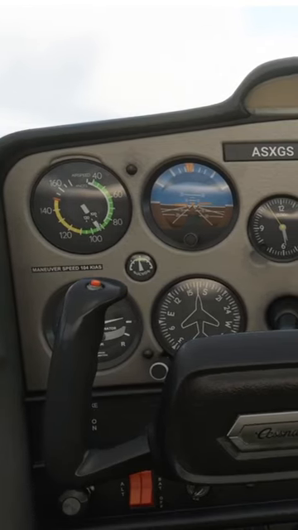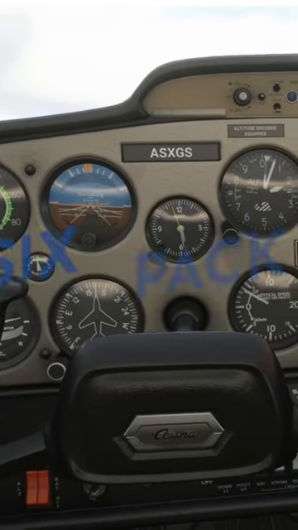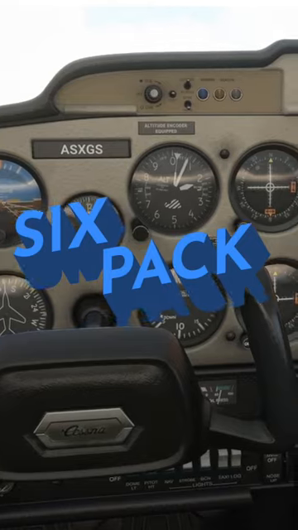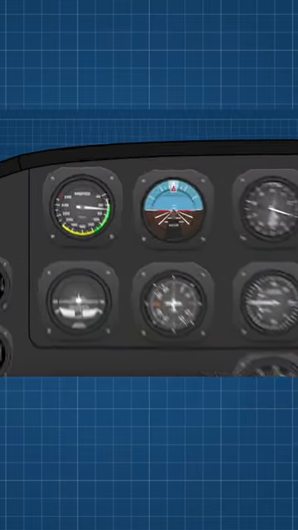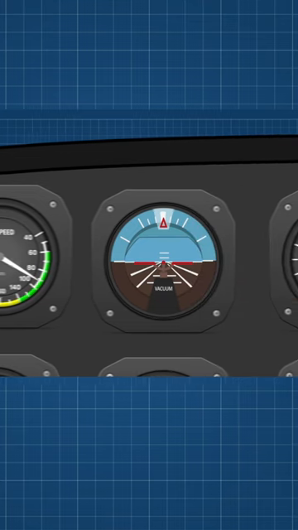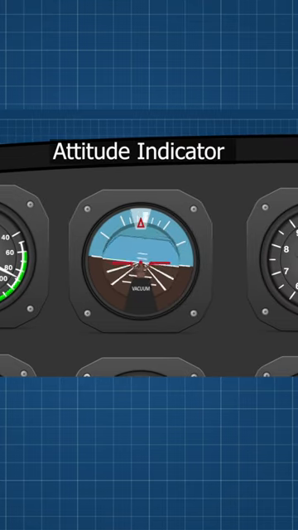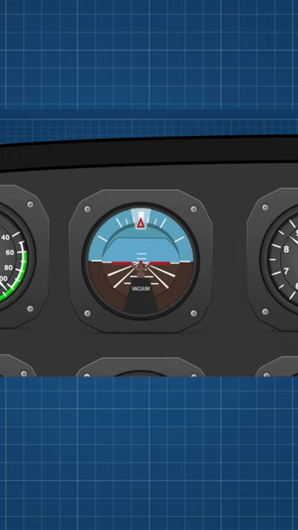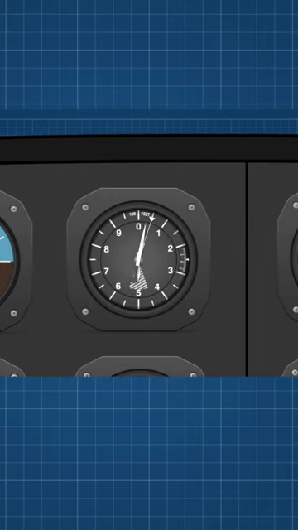Every plane is different, but if you have gauges, you're probably running what's called a six-pack. Let's check out what's in a six-pack. Starting from the left, you have your airspeed indicator. This is just that. Next, we have the attitude indicator. This tells you what orientation your aircraft is in. Next, we have the altimeter. This tells you what altitude you're at.